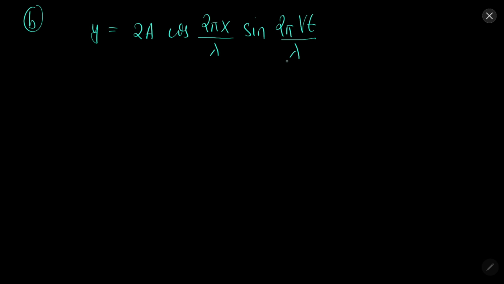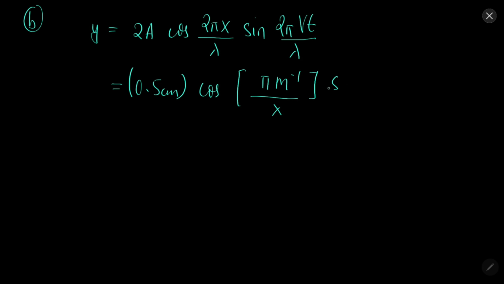B part, stationary wave equation is given by y equal to 2a cos 2 pi x over lambda sin 2 pi Vt over lambda. So 0.5 centimeter cos pi per meter times x sin 200 pi per second into t.